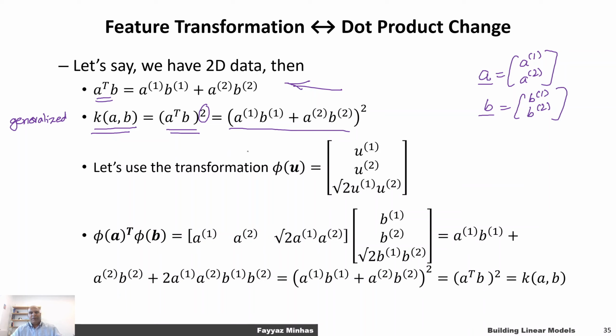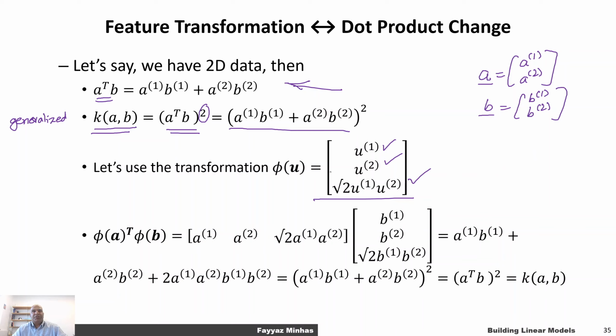And if you remember, when we were solving the exclusive OR problem, we talked about a transformation that maps the first feature to the same thing, the second feature to the same thing, but takes the product of the first and the second feature and introduces a third feature. So this is the transformation that we've been talking about when we were solving the exclusive OR problem.